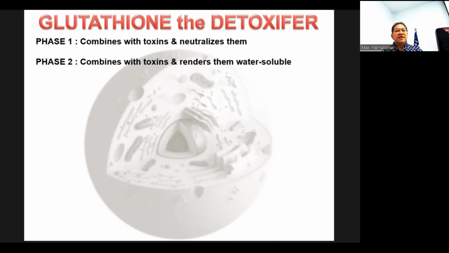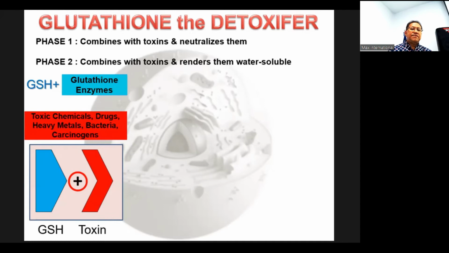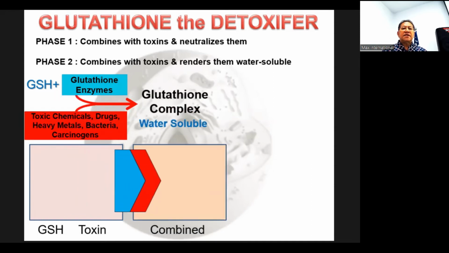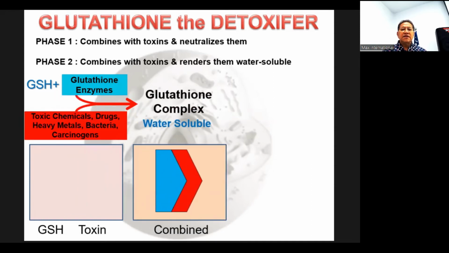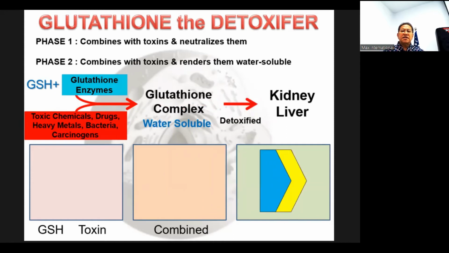will probably be that the toxins are now circulating before being excreted, because they have to get either to the liver or wherever they are to be detoxified, or to the kidneys, and then be excreted, through the liver, or through the blood. So glutathione and the glutathione enzymes work together, and then you have the toxic chemicals, drugs, heavy metals, even bacterial carcinogens. They combine, and then the glutathione complex, now water soluble, is excreted through the kidney and the liver.